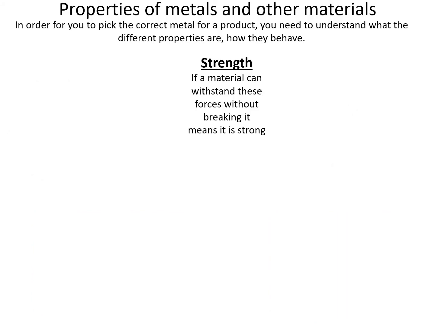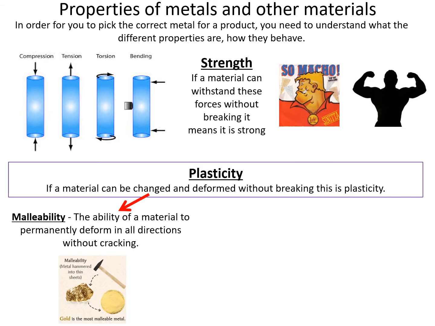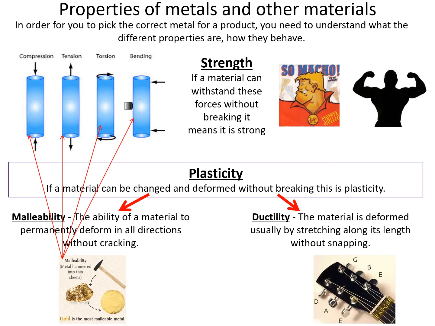Let's look at the properties of metals. Metals can be described through strength, plasticity, that's being able to be changed and deformed, malleability, the ability of the material to permanently deform in all directions without cracking. It can also be described as being ductile. This is the material being deformed by stretching along its length, like guitar strings or copper wiring for circuits.